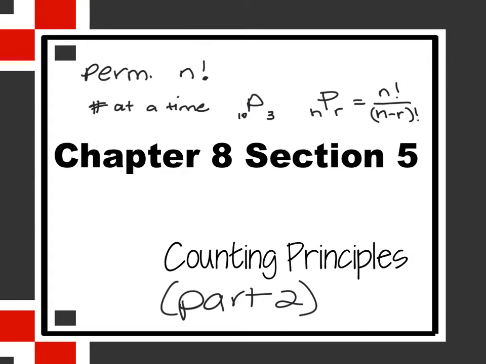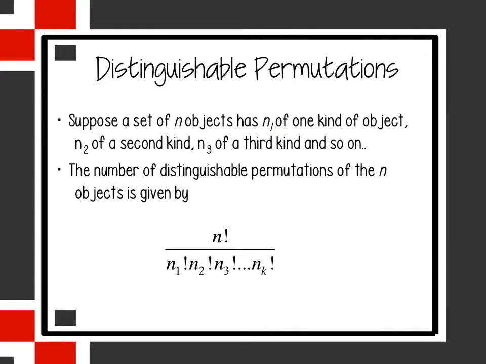Okay, so we're going to pick up where we left off, which is distinguishable permutations. So suppose a set of n objects has n1 of one kind of an object, n2 of a second kind, n3 of a third kind, and so on. The number of distinguishable permutations of the n objects is given by n factorial over each of the individual elements, their own factorial.